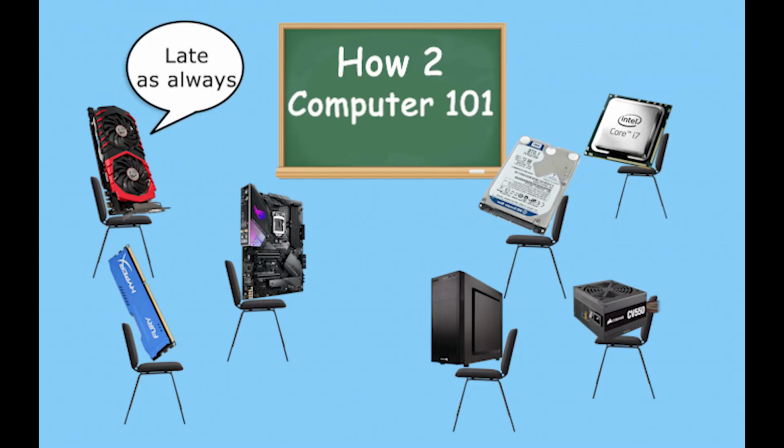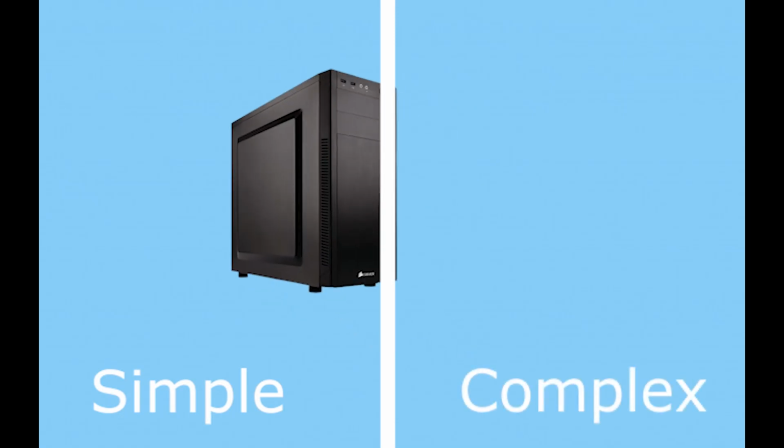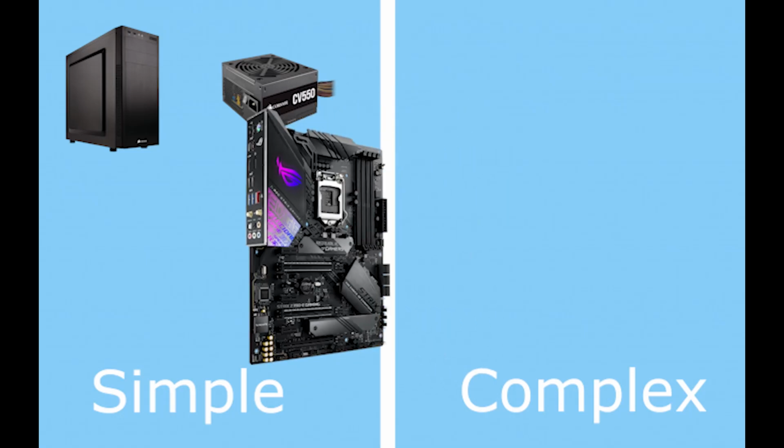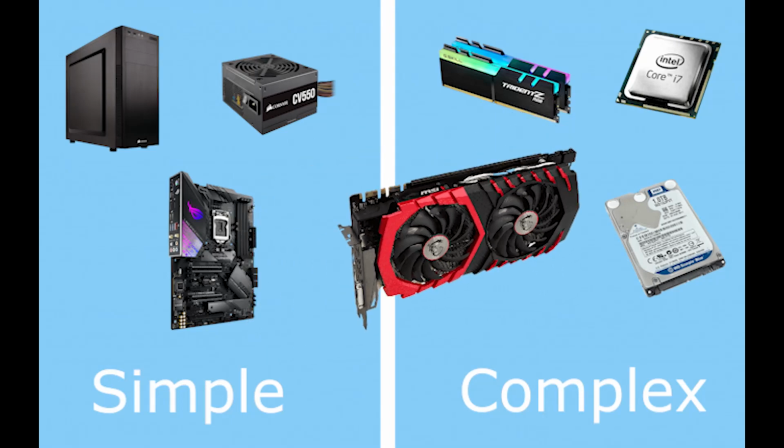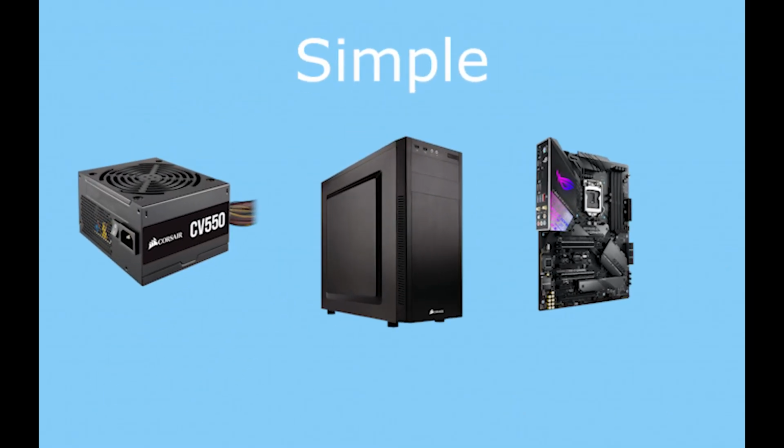There are 7 key parts to any desktop computer, separated into 2 categories, simple and complex. These 7 components are the case, power supply, motherboard, CPU, RAM, storage drive, and graphics card. Let's start with the easy items.